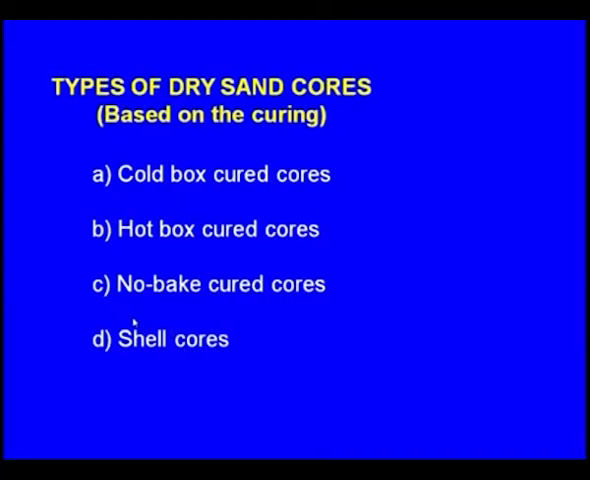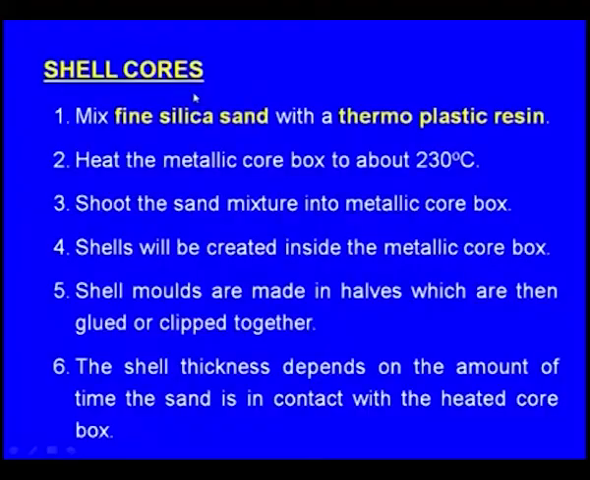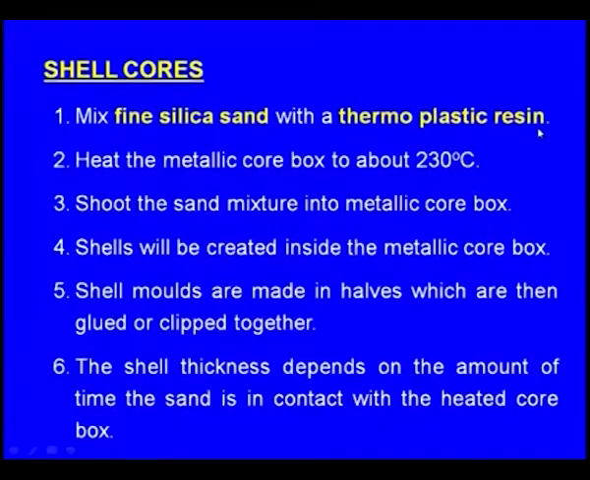So far we have seen these three: cold box cured cores, hot box cured cores, and the no bake cured cores. Now, let us see the shell cores. This is a recently developed process. What is the procedure for shell cores? Mix fine silica sand with thermoplastic resin. Heat the metallic core box to about 230 degrees centigrade. Now, shoot the sand mixture into the metallic core box. Here a metallic core box is to be used.